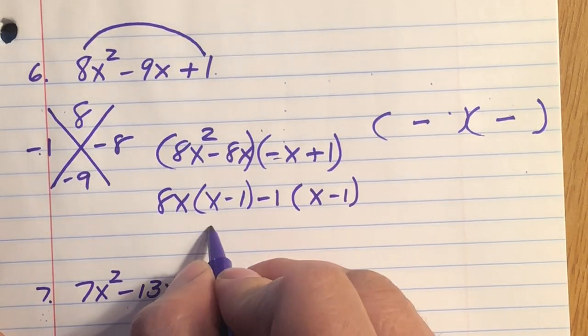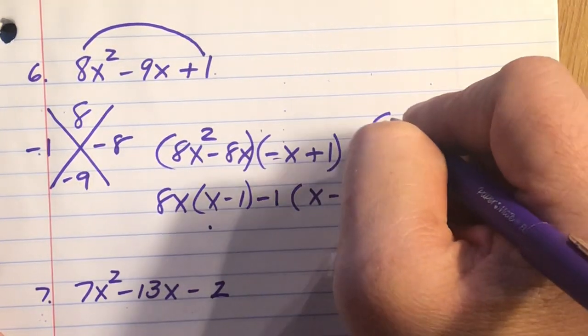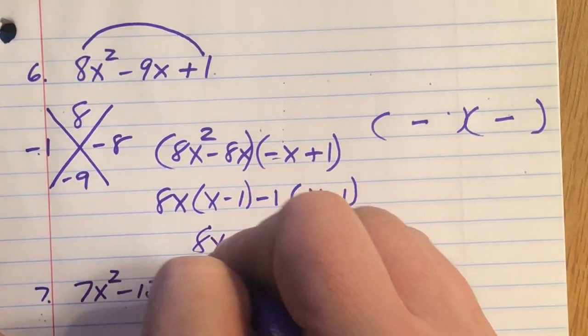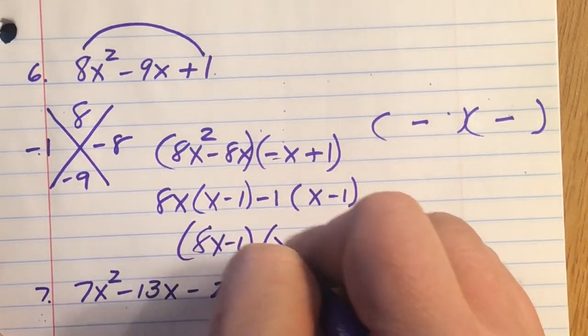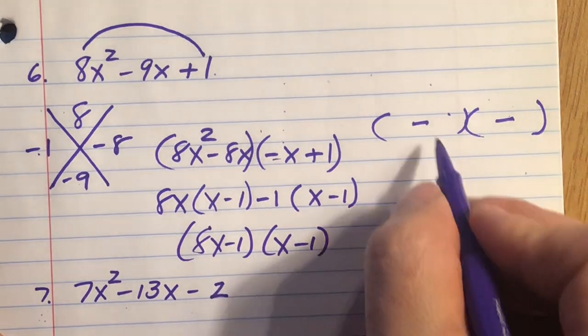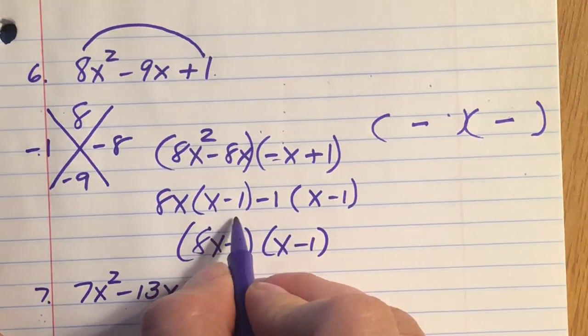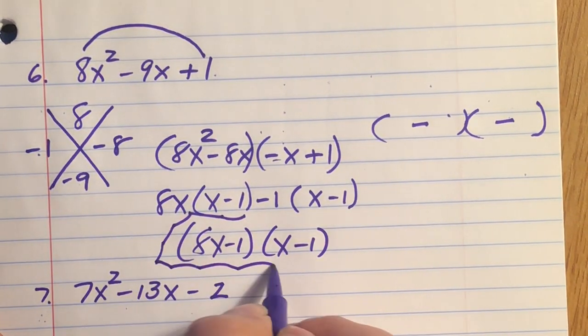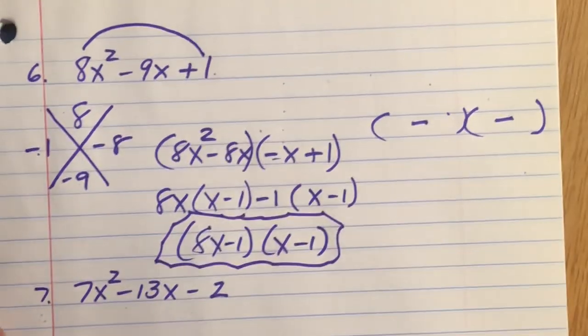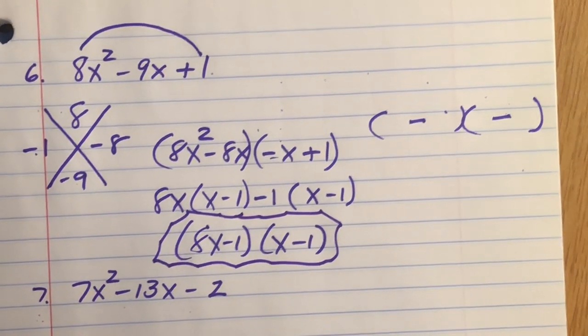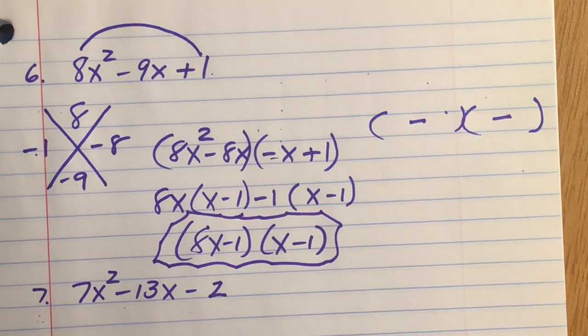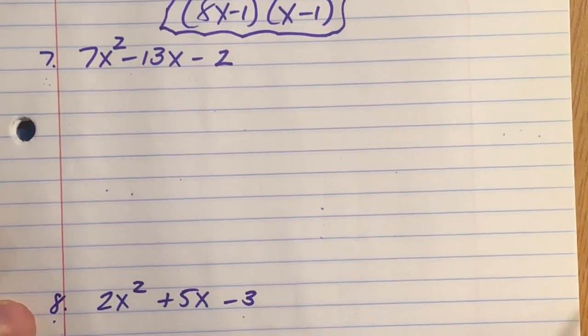So here we go. My two factors are 8x minus 1 and x minus 1. There we go. Just like we said, negative and a negative. Those are my two factors. All right, good job. Two more, guys.